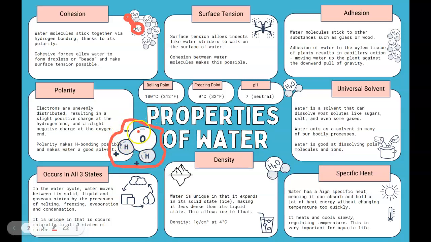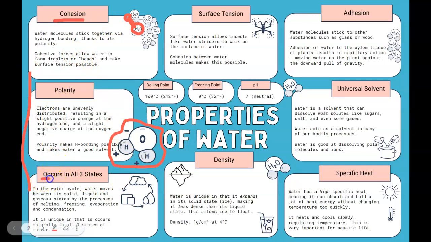These charges, or poles, are what give water its polarity. Polarity is what makes these hydrogen bonds possible that I showed you up here, and that's what gives us the property of cohesion. Alright, so I'm just going down around this way.